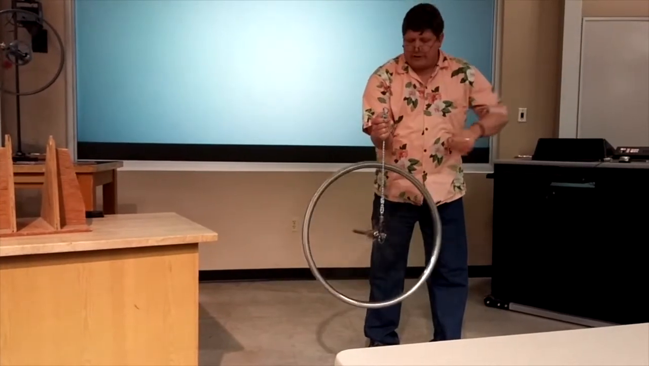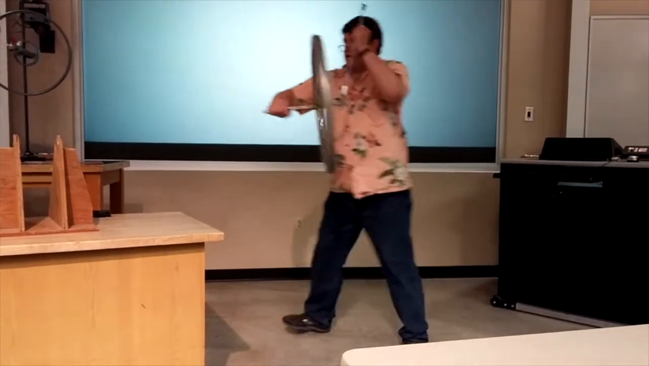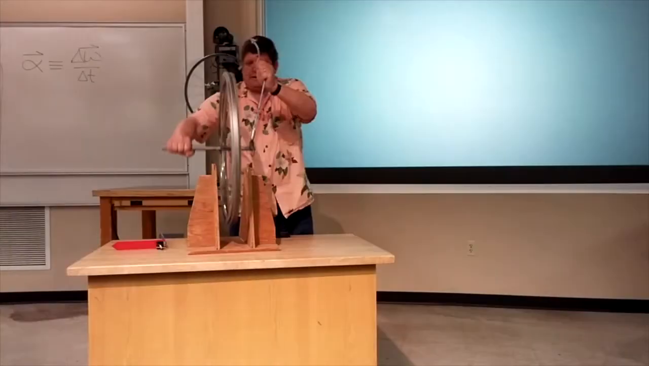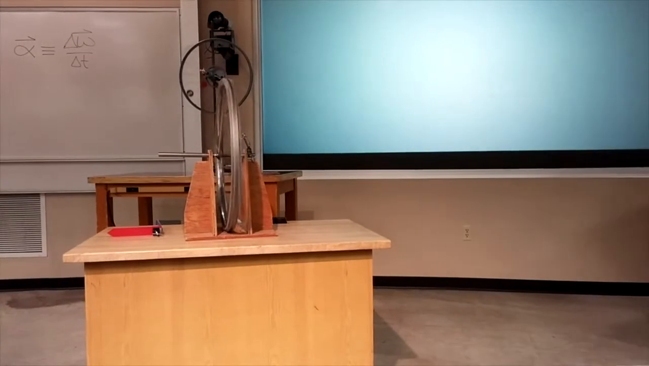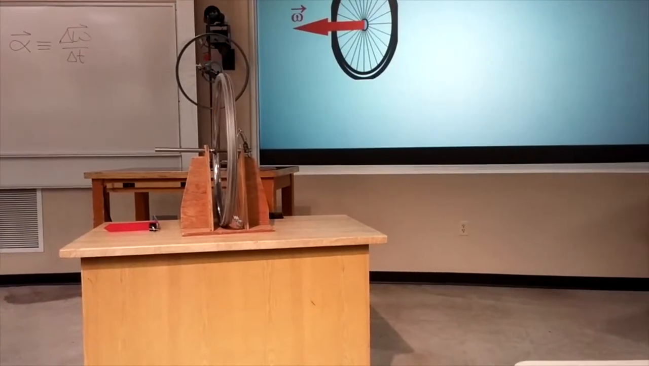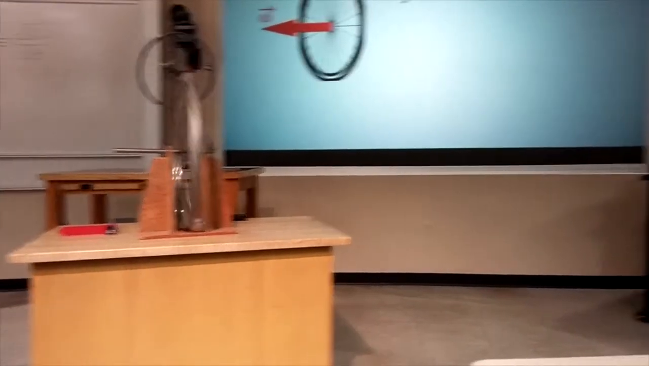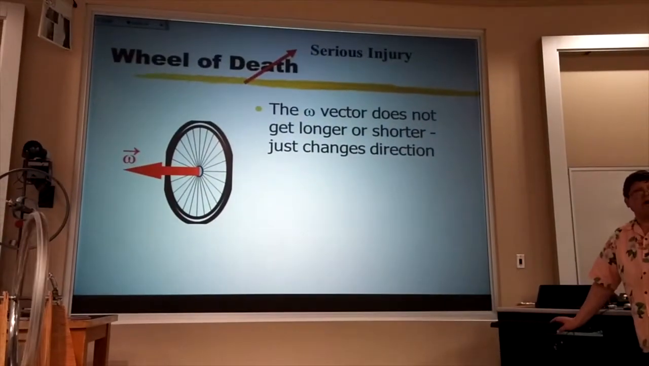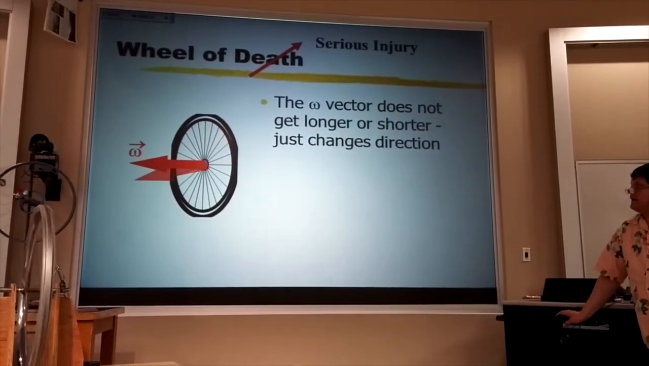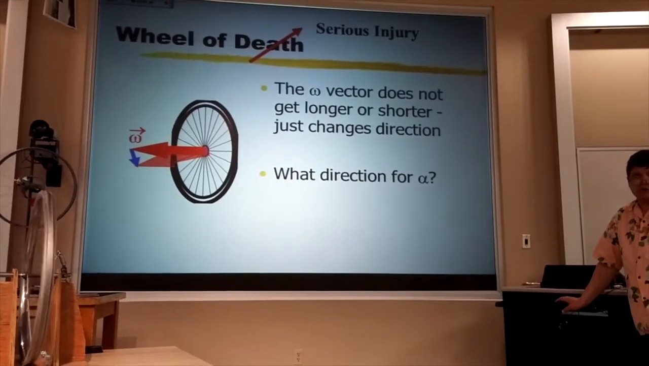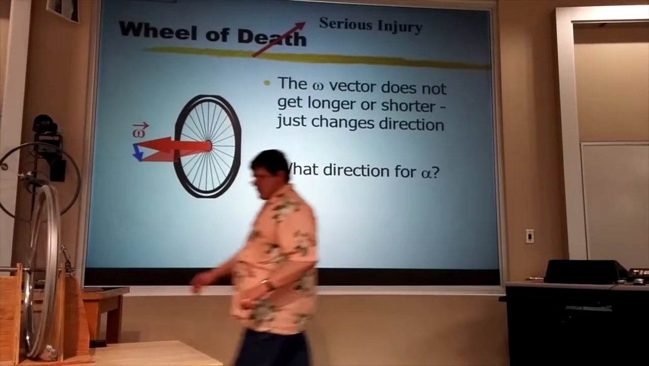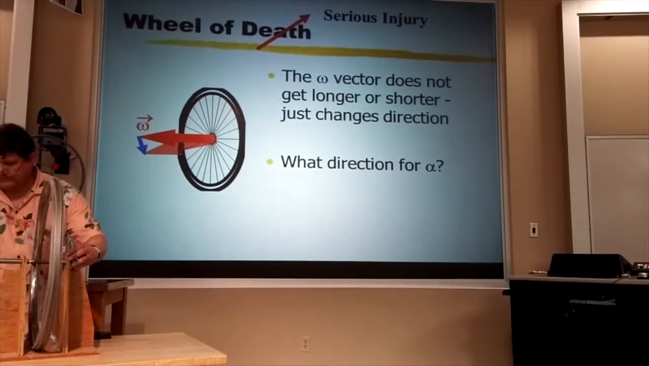And because the omega vector is not getting longer and not getting shorter, the alpha cannot be along the direction of omega or opposite the direction of omega. The only direction left is perpendicular to omega. So I have a little representation here.